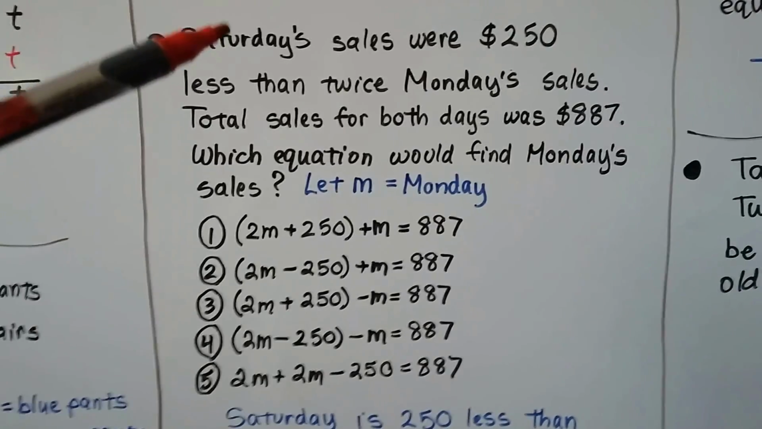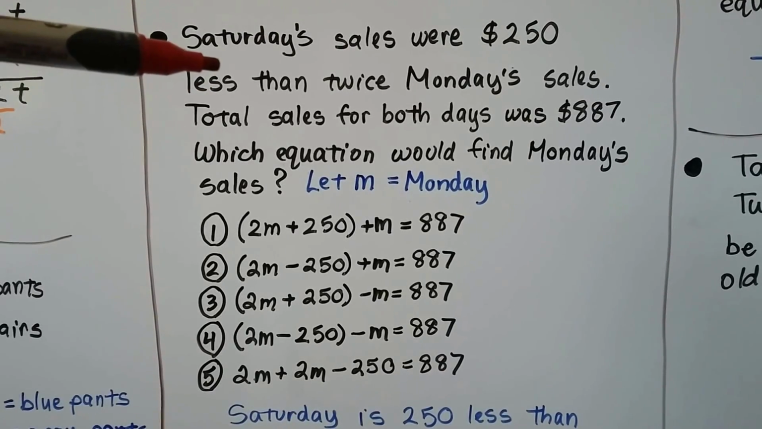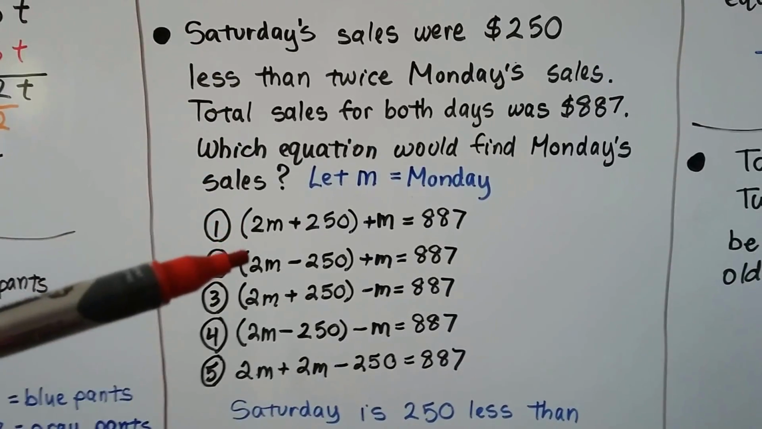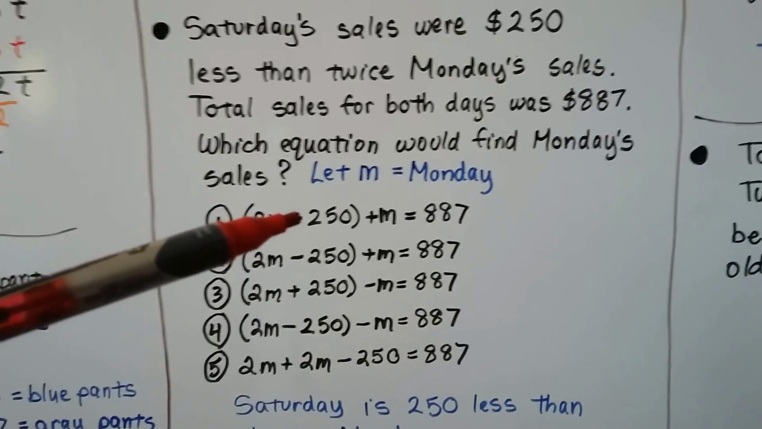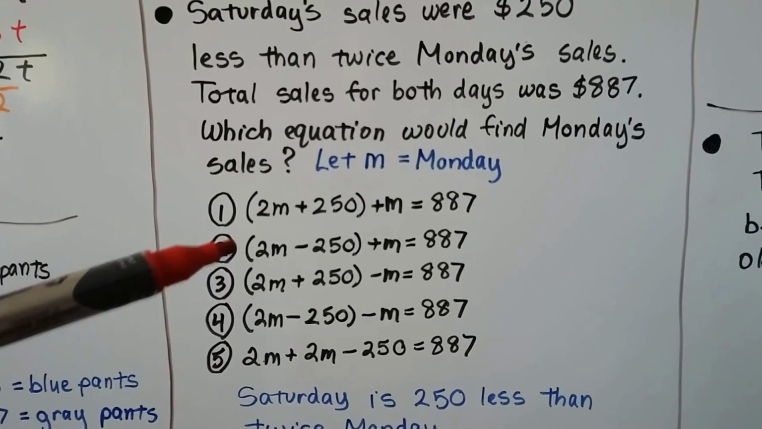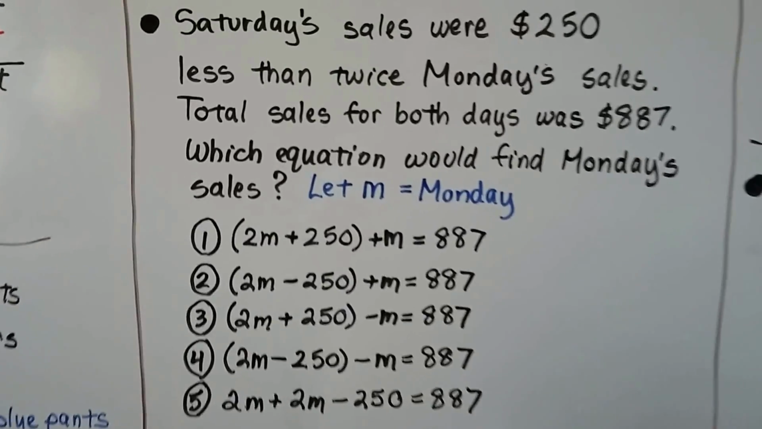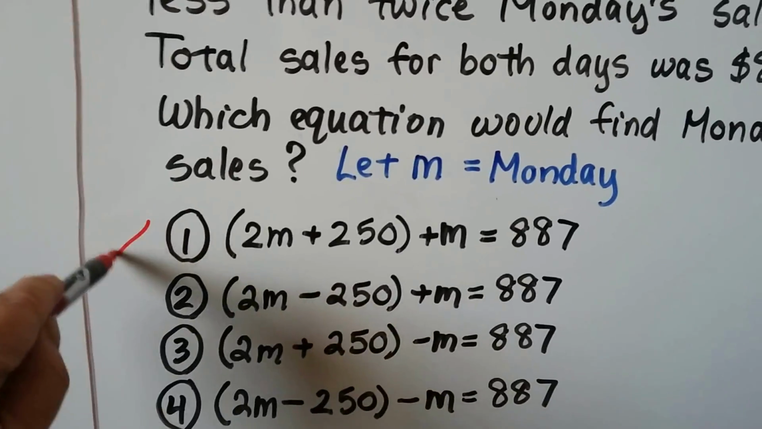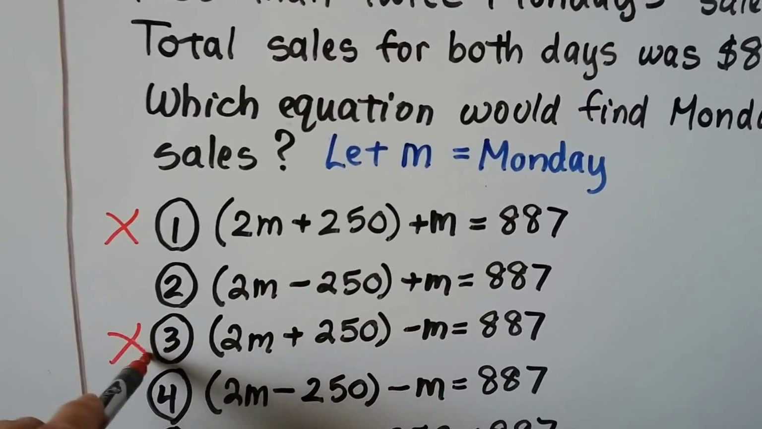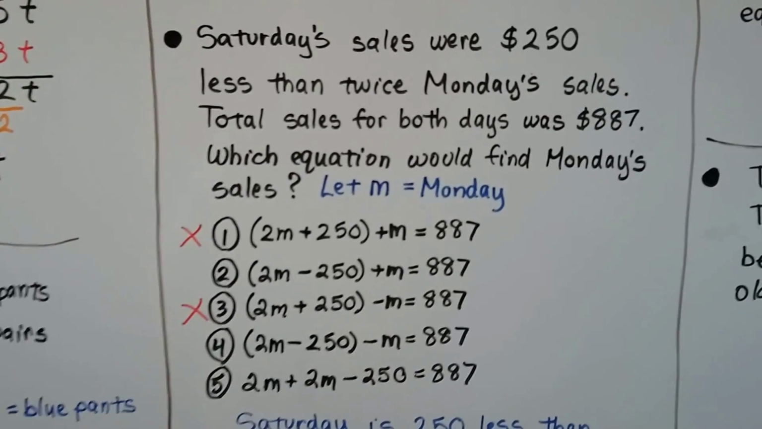So if Saturday was 250 less, that means we're going to have a minus 250, right? So it won't be this one because that's a plus 250, and it won't be 3 because that's a plus 250. So it's going to be 2, 4, or 5. So just through process of elimination, we can say it's not this one and it's not this one. That'll help you when you're taking the test. Get rid of the ones that you know it's not.